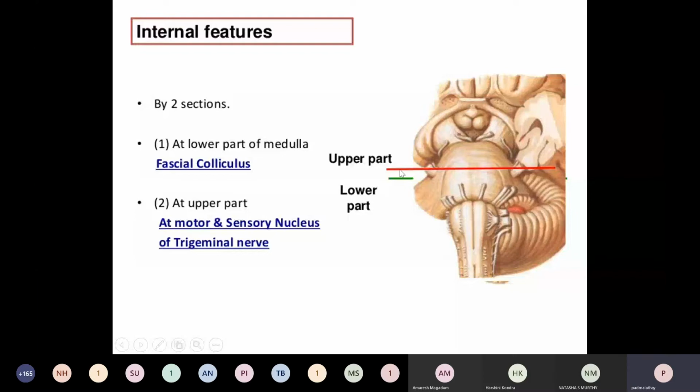One more section is the upper part, which is taken at the emergence of the trigeminal nerve, which contains the motor and sensory nucleus of the trigeminal nerve. So these are the two sections. One is lower pons, the other is upper pons. The section of the lower pons is called the TS of pons at the level of facial colliculus. The section taken at the upper part of the pons is called the TS at the level of the motor and sensory nucleus of the trigeminal nerve.